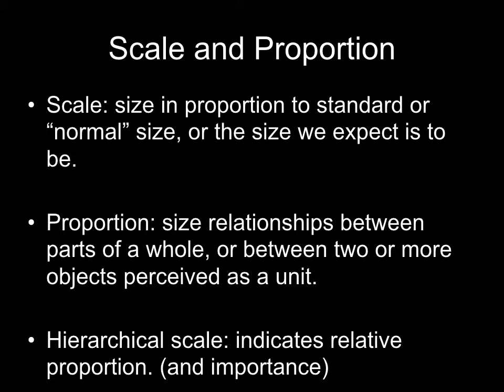The next principle that we're going to talk about is scale and proportion. Scale is size in proportion to standard or normal size, the size we expect things to be. Proportion is size relationships between parts of a whole or between two or more objects perceived as a unit. Hierarchical scale indicates relative proportion and relative importance. So the bigger something is, the more important that object is. So let's look at a few examples and decide which one we're looking at: scale, proportion, or hierarchical scale.